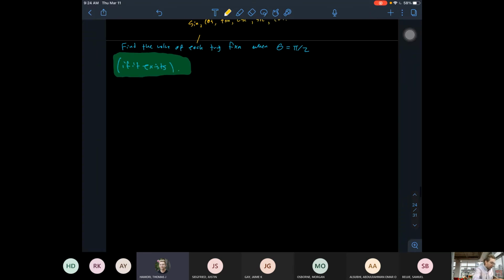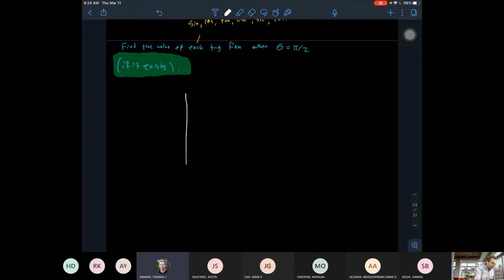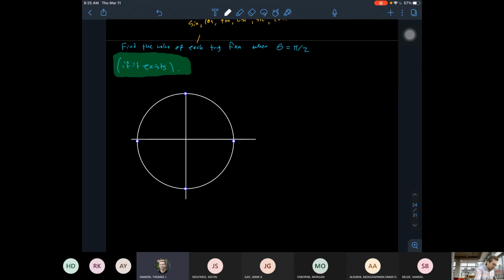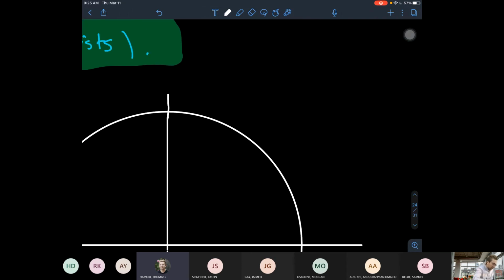So let's draw our unit circle. I'll draw it with white. I'm not one of those instructors that can draw a perfect circle, but I can use the iPad.